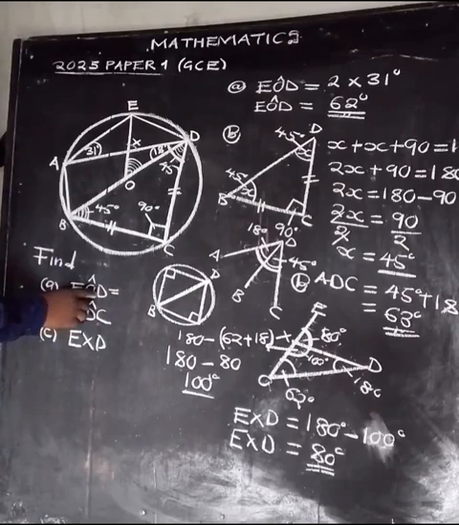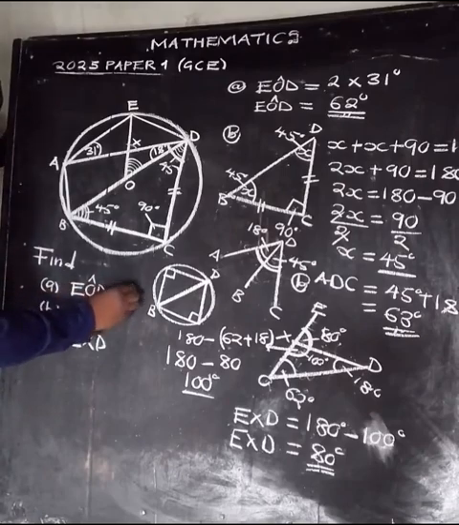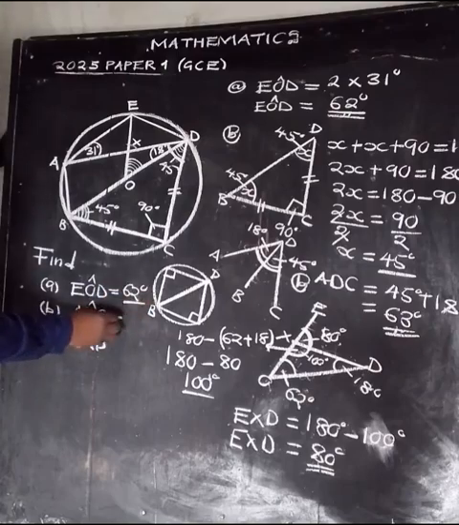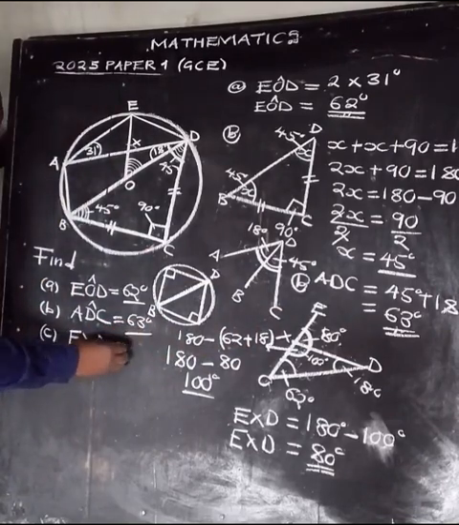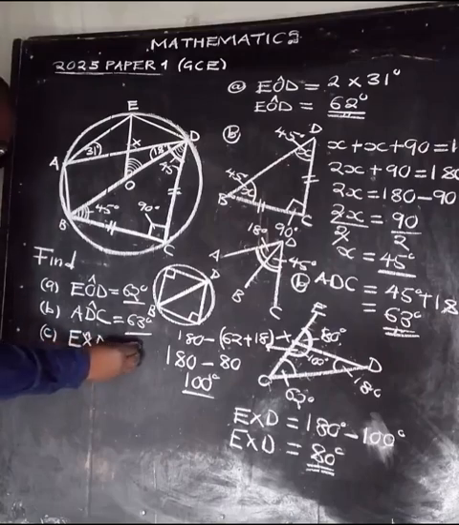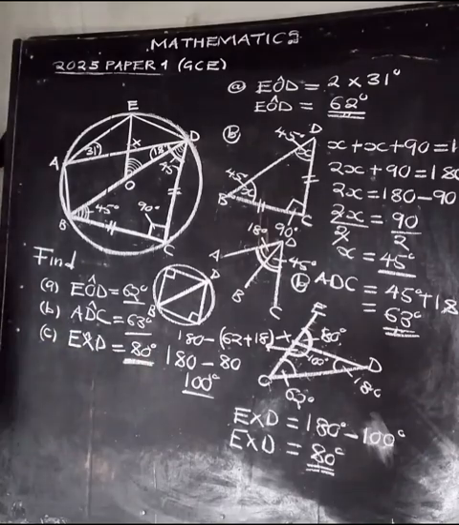So for the angle at the center, the answer we said is 62. Then ADC, the answer is 63. Then EXD, the answer is 80. So these are the solutions to this particular question.